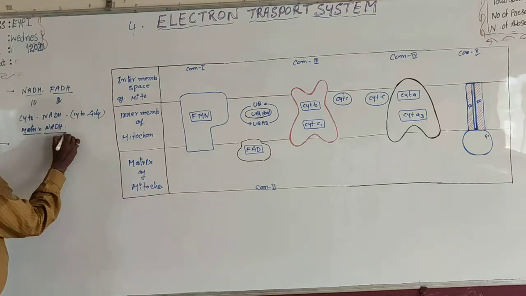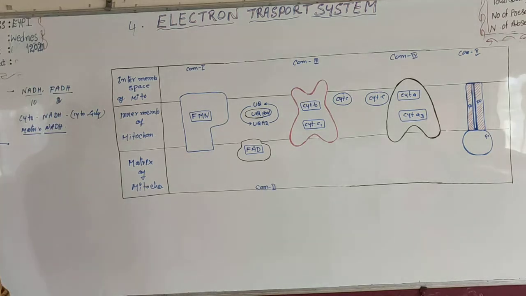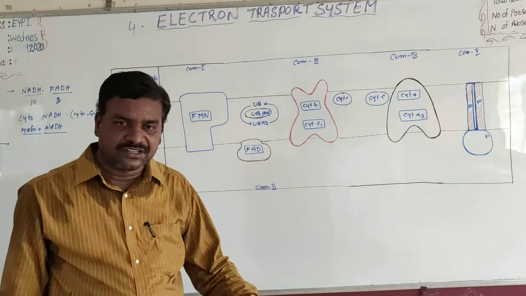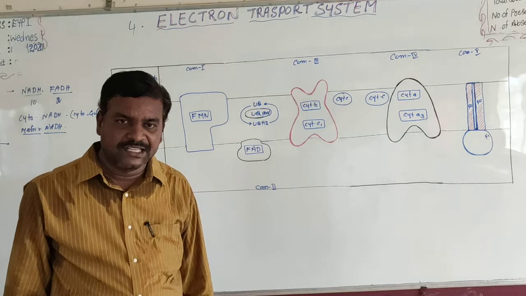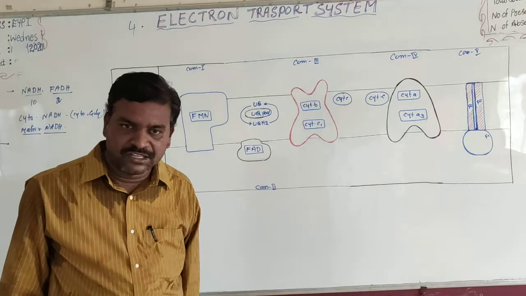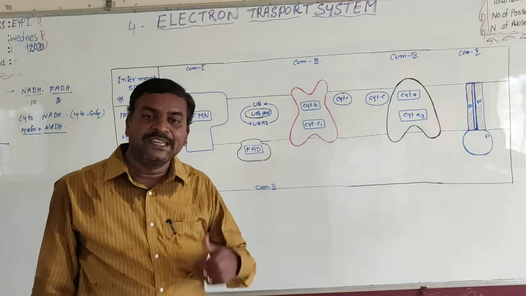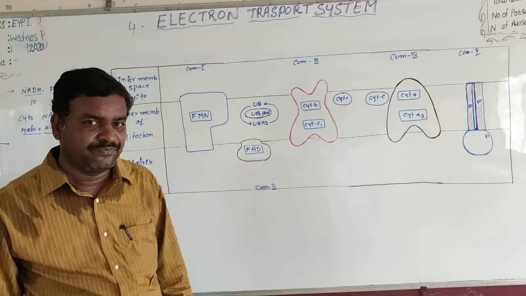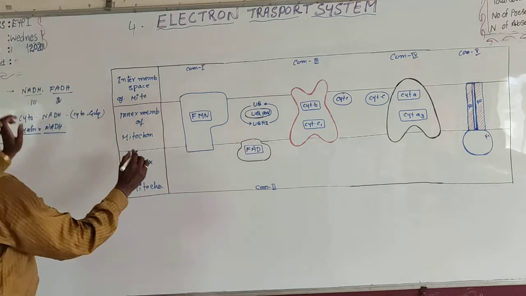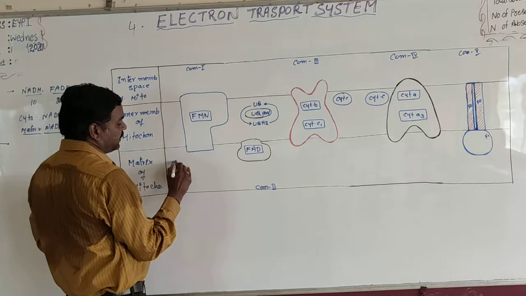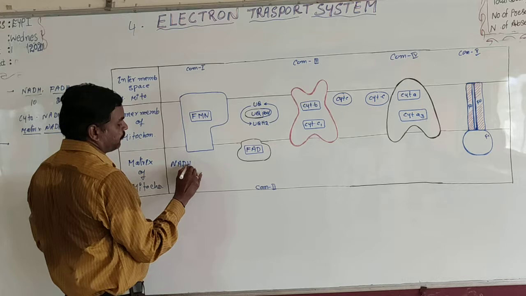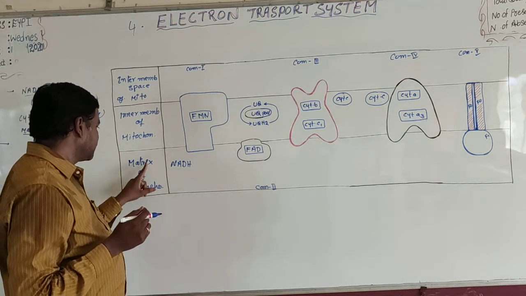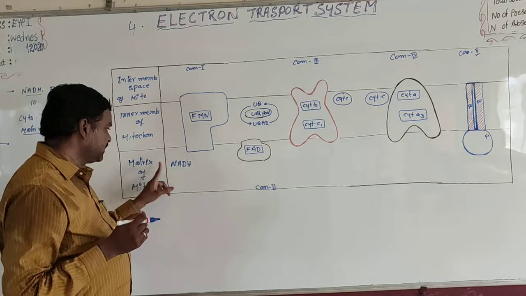Now first coming to oxidation of matrix NADH2. How matrix NADH2 is oxidized and how these electrons are transported through the electron carriers, how many H+ are entered into the intermembrane space, and how many ATP are synthesized by oxidation of matrix NADH2. Matrix NADH2 generally is found inside the matrix of mitochondria.